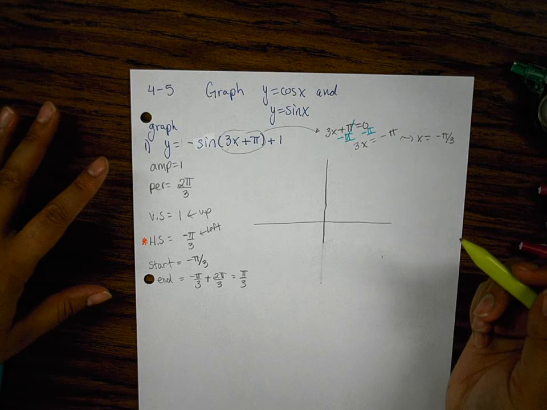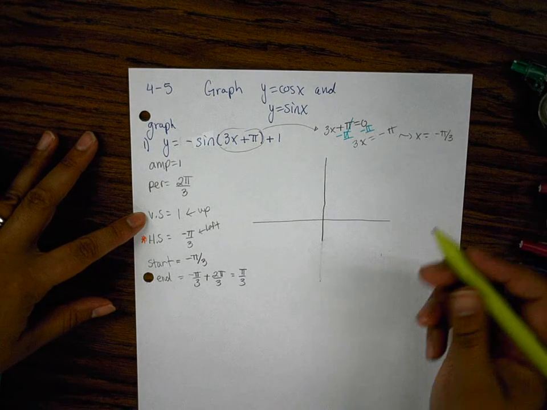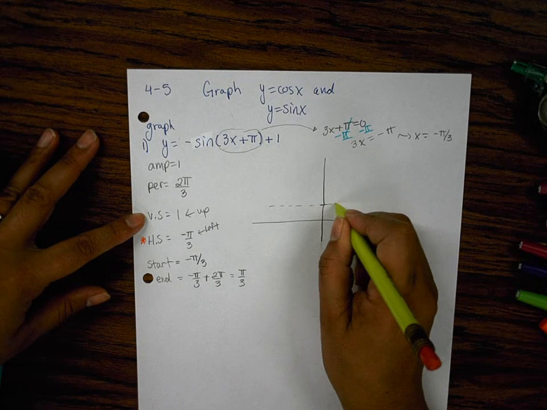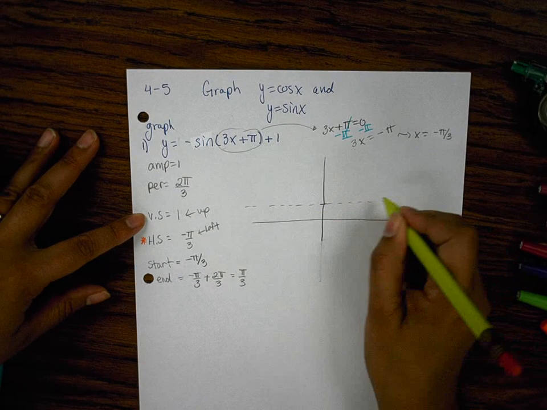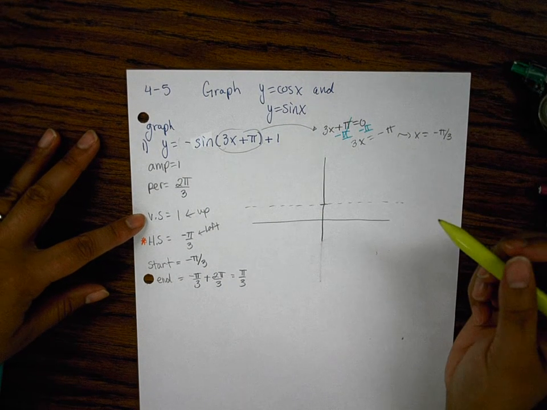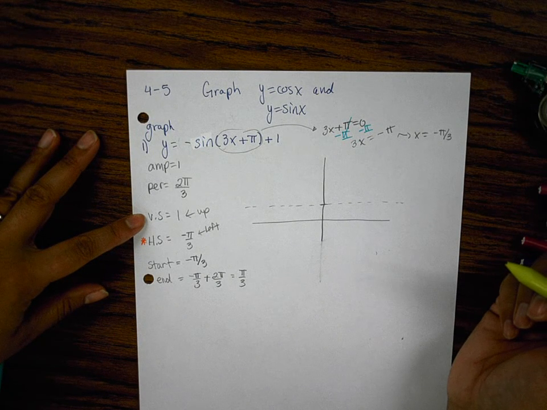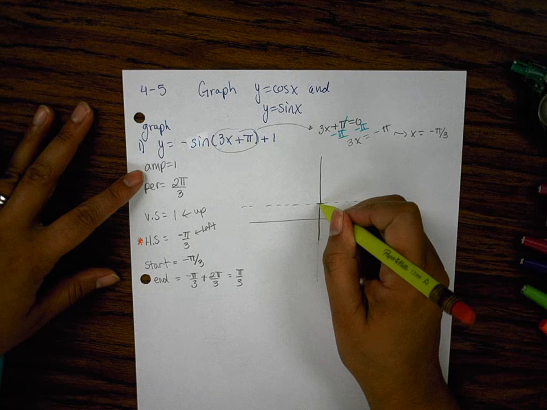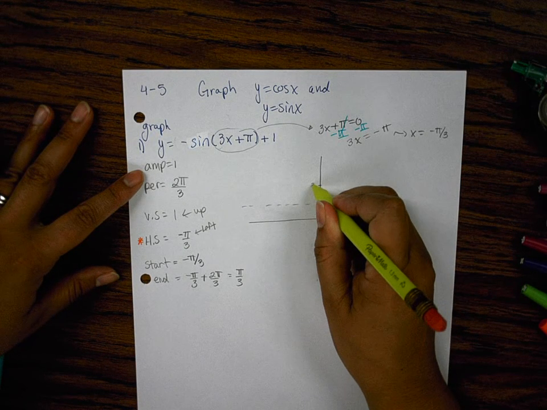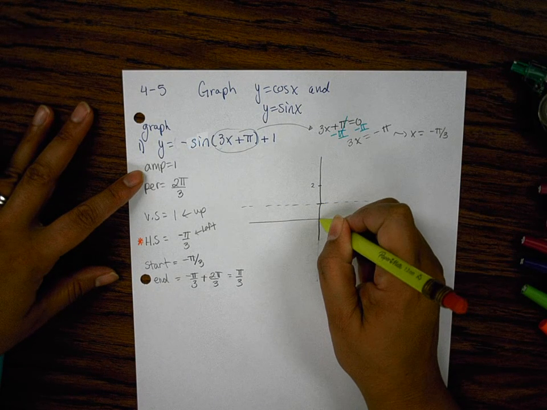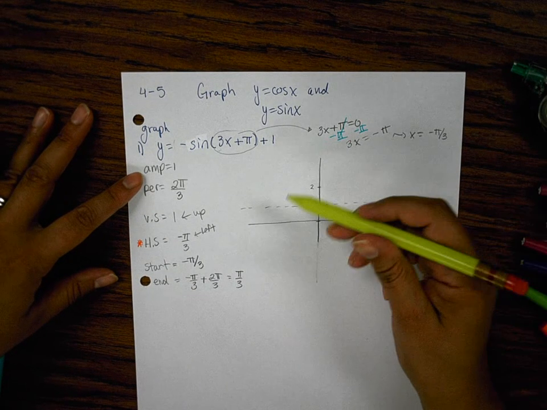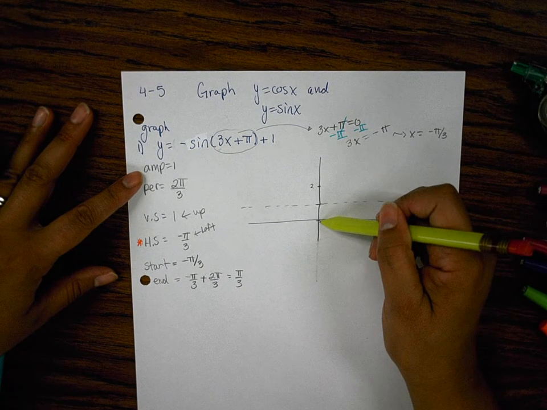Remember we've talked about before doing your vertical shift first. I know I'm shifting up 1. I'm going to draw my fake axis really light because that's not part of the graph. It's not an asymptote. It's just there as a guide. And then my amplitude is 1, which means from this 1, I'm going to go up 1 to 2. That's going to be my max. I'm going to go down 1 to 0. That's going to be my min. So my graph will oscillate between 2 and 0.